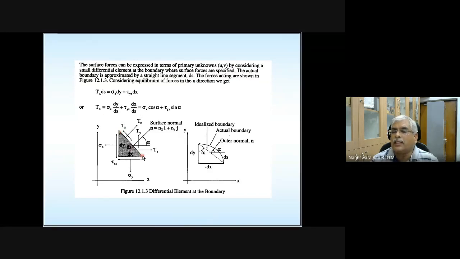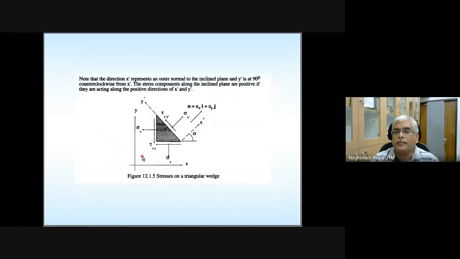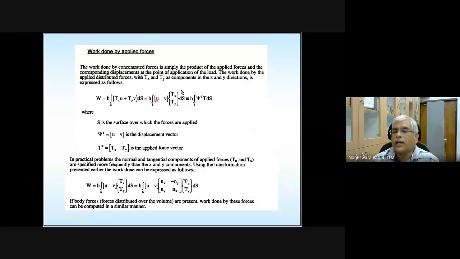I told you the out-of-plane thickness is 1 unit, but just now for generality we assumed it to be h. So h is going to be constant everywhere. h times integral of this force component multiplied by the displacement component. Similarly, this force component Ty multiplied by the displacement component, integrate along this with h. That gives you the work done by the applied forces. Instead of Tx, Ty, you can also write in terms of Ts and Tl. So that is all what is written here. You can go through it.